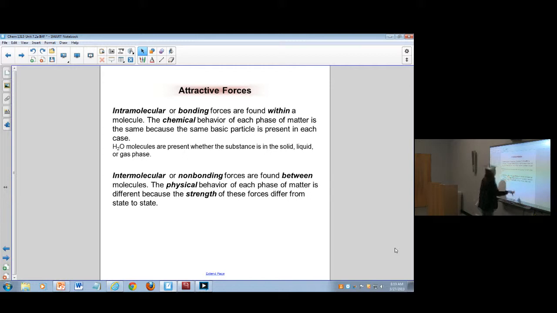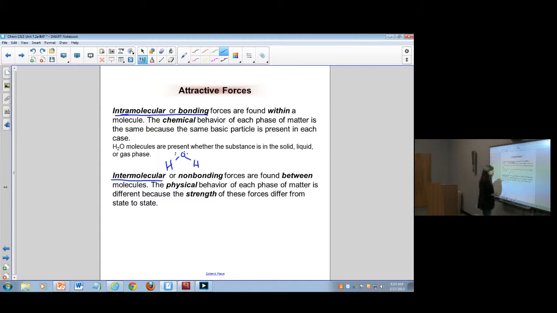Now, we looked at intramolecular bonding earlier. In Unit 5, we built lots of molecules and bonded them together. That is called intramolecular forces. Okay, so that's the forces within the molecule where the bonds happen. And it doesn't matter what the state of the matter is. If it's water, those bonds and the lone pairs of electrons are there no matter what. All right.